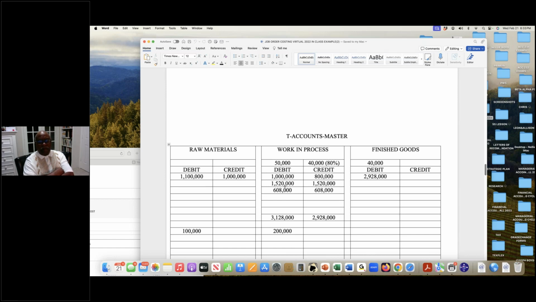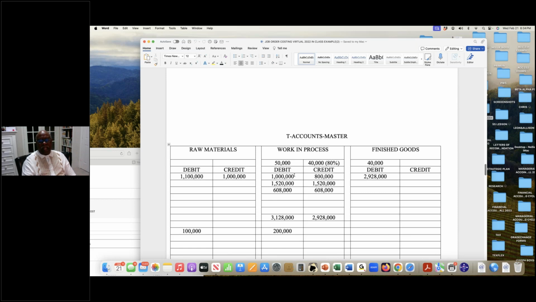But when we got ready to make the entry, we were supposed to make 50,000. We only made 40,000. So we do transfer out all of the labor and all of the overhead, the 1,520,000 and the 608,000, but we only transfer out 80% of the raw materials because the ink cartridges stay in here to be worked on next time for the next set of books.